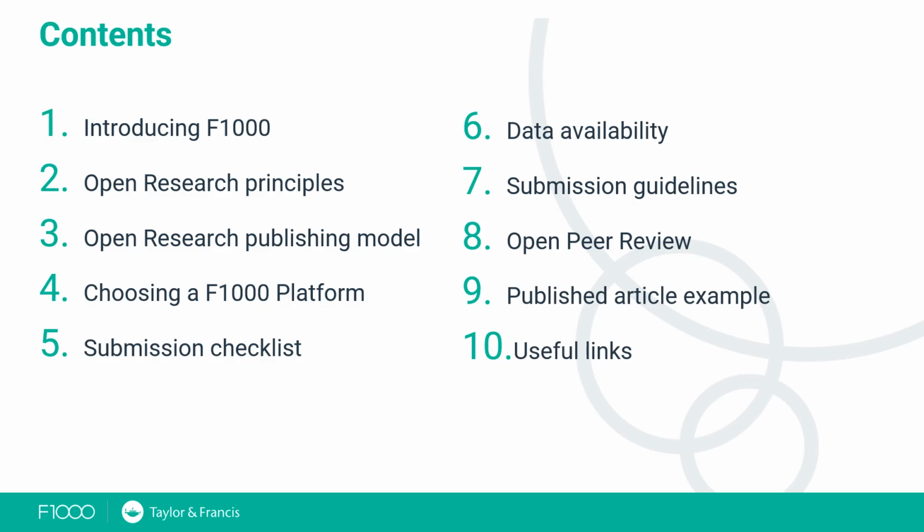We'll look at the submission checklist that you'll typically see for an F1000 platform, the different requirements you'll need to meet. We'll talk a bit about data availability, submission guidelines for the different platforms and article types, the open peer review process that follows publication. You'll get to see a published article and the typical peer review reports that are posted alongside a published article. And then I'll close by sharing some useful links for you to refer back to after this presentation.